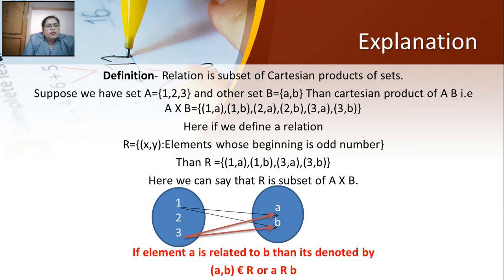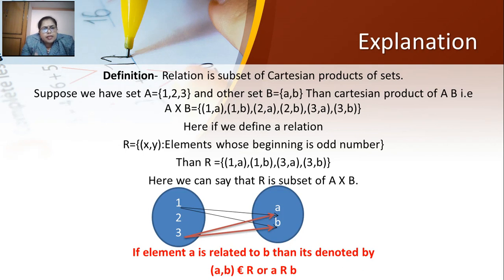Firstly, we have to know what a Cartesian product is. Suppose we have two sets, A equal to {1, 2, 3} and another set B equal to {a, b}. Then the Cartesian product is A cross B equal to {1a, 1b, 2a, 2b, 3a, 3b}. It means the first element of set A and the first element of set B, that is 1a.